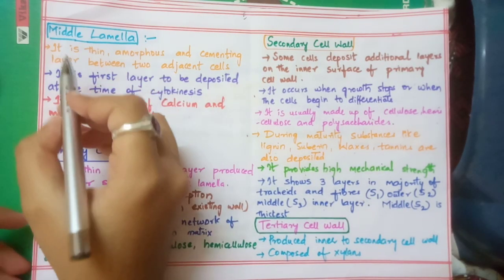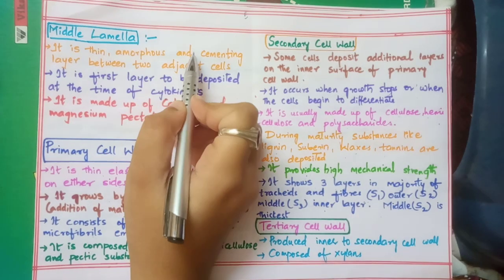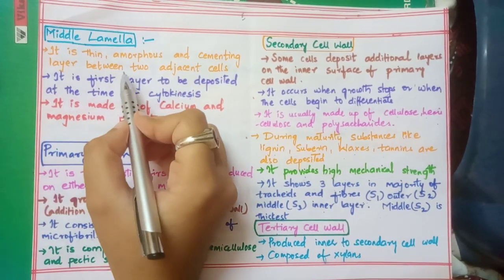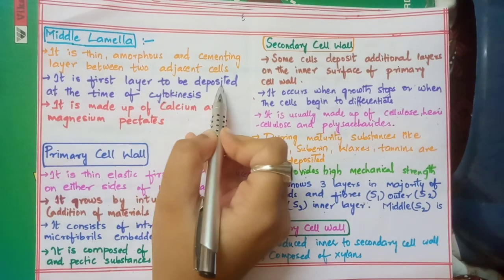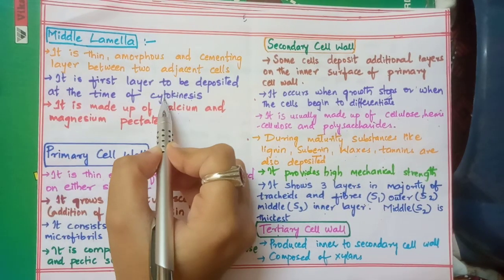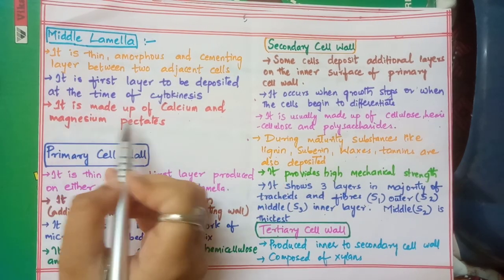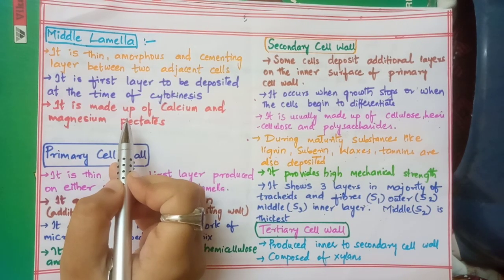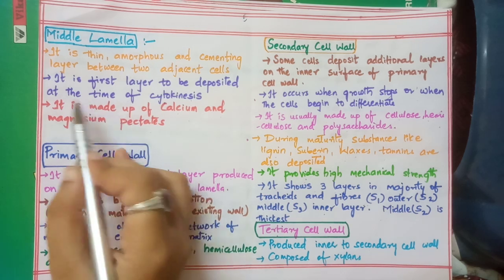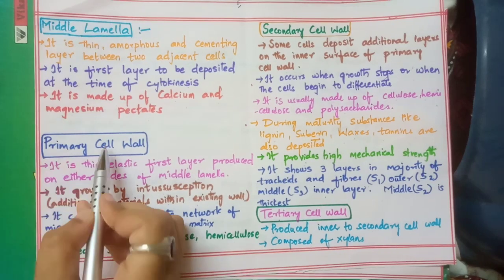First we'll go for the middle lamella. It is a thin, amorphous and cementing layer between two adjacent cells. It is the first layer to be deposited at the time of cytokinesis, and it is made up of calcium and magnesium pectates. Then coming to the next, that is the primary cell wall.